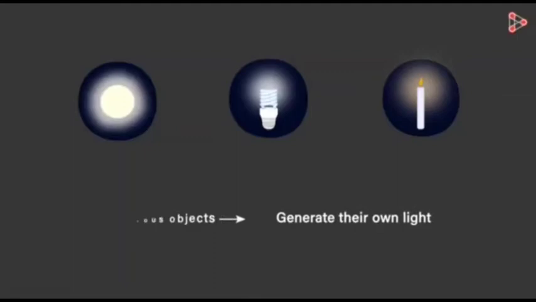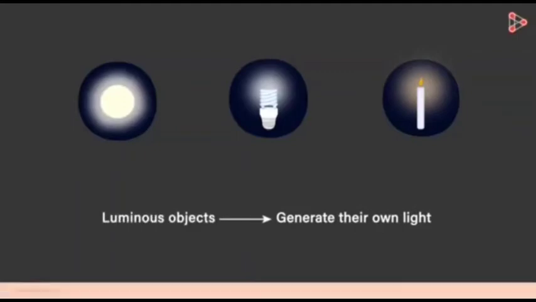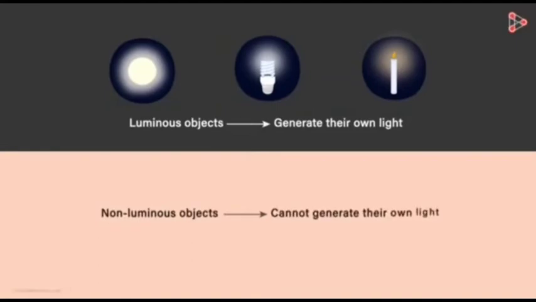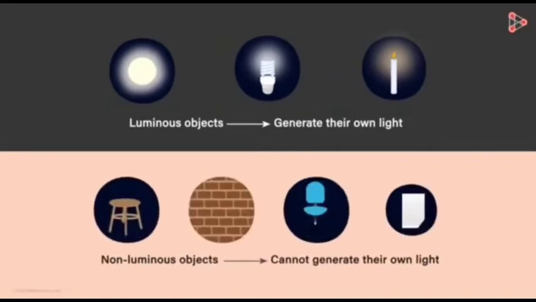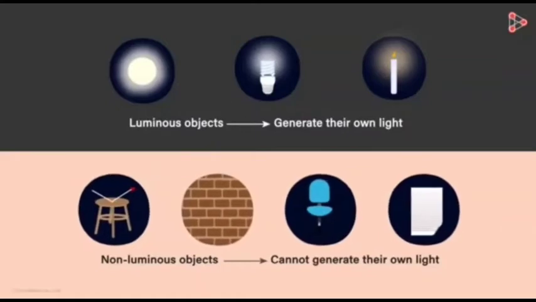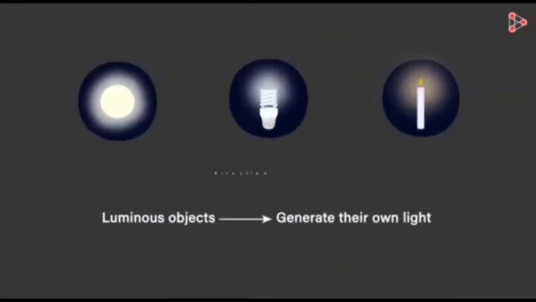They are also called luminous objects. Many objects around us are non-luminous, that is, they cannot generate their own light. However, these objects reflect the light from the luminous objects from their surfaces. And because of this reflection, we can see such objects. In which direction do the luminous objects emit their light? They emit light in all the possible directions.